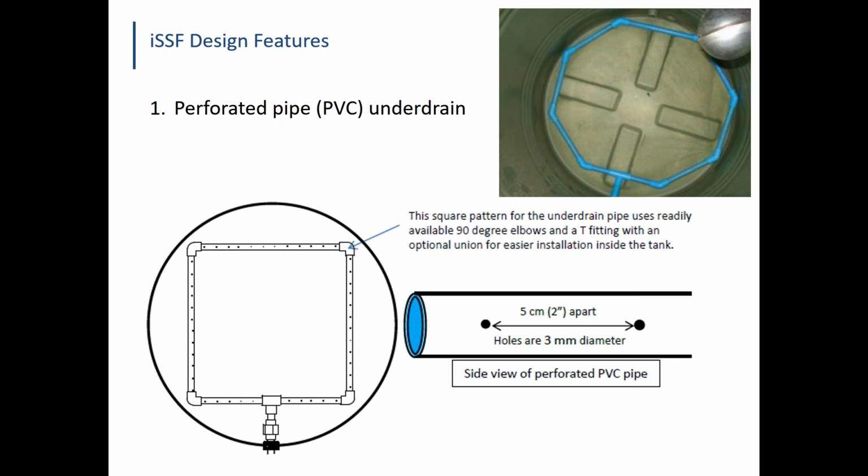Those holes are actually arranged so they face down. In the bottom left, the diagram kind of looks like the holes are pointing up, but the holes are actually pointing down. That way, if any sand does migrate into the gravel underdrain, that sand would have to also migrate up into the hole to clog your underdrain.